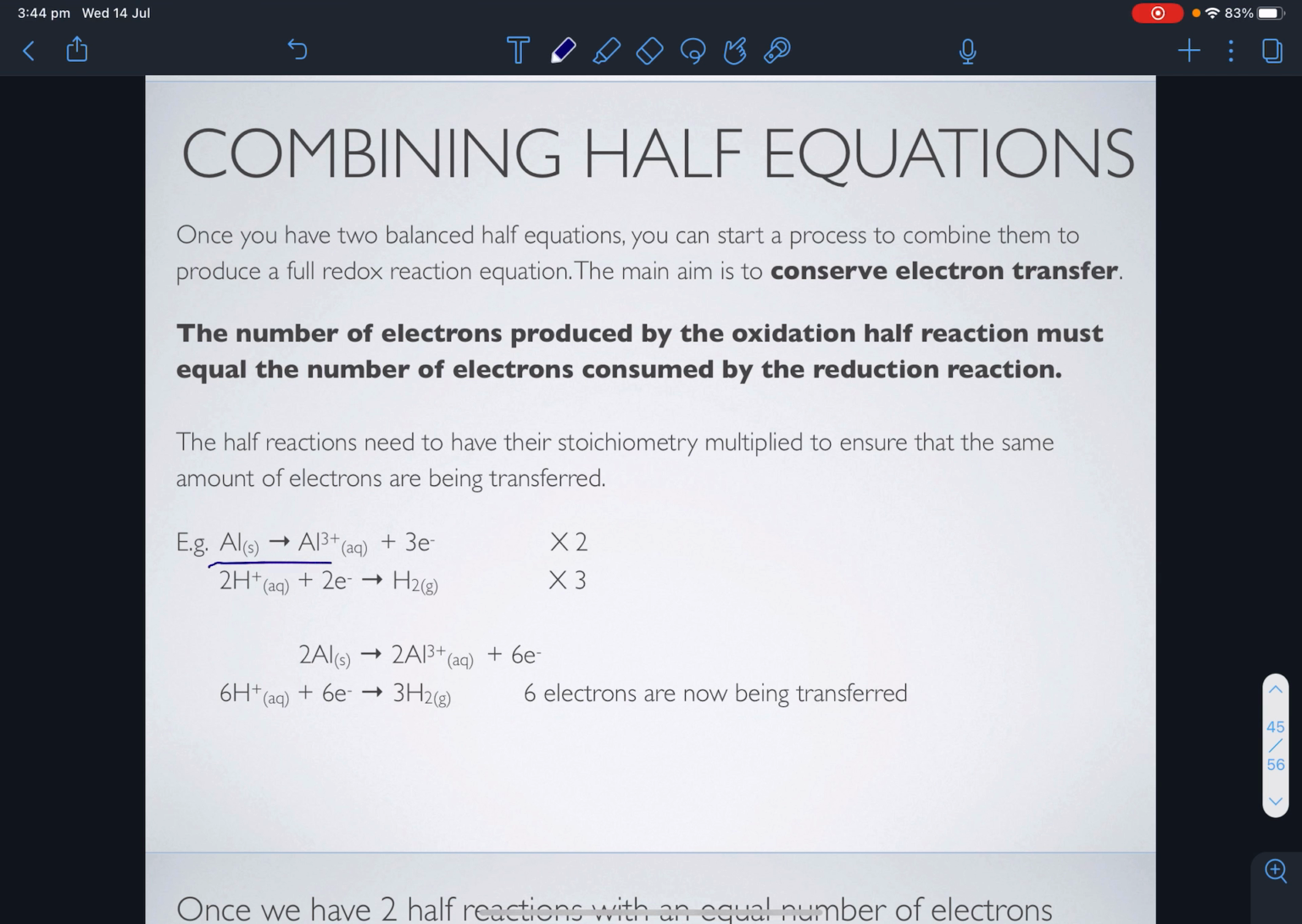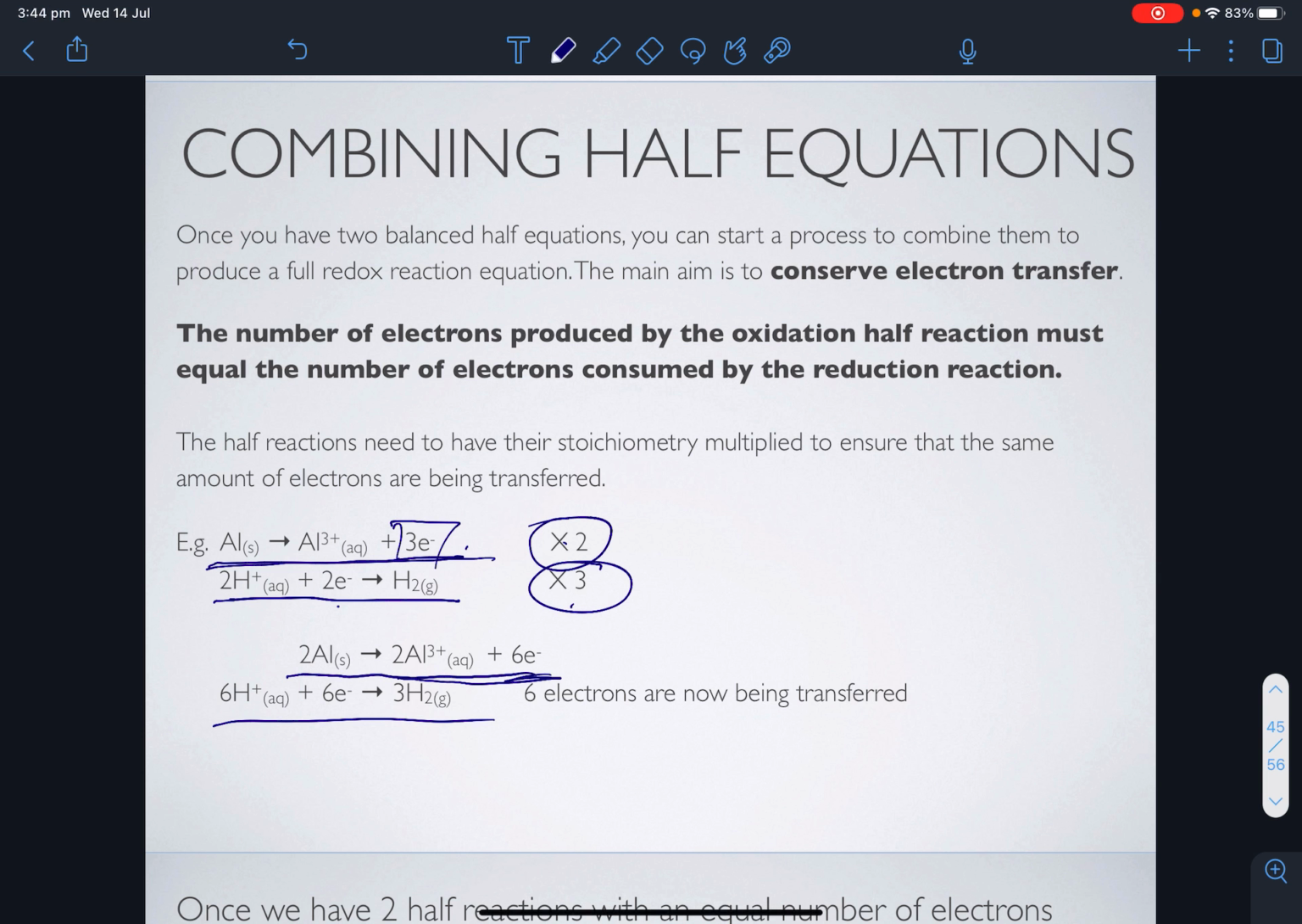So here in my example, I've got aluminium being oxidized and it gives up 3 electrons. And here I've got H+ going to H2. This one's producing 3, this one's consuming 2. I need to multiply to get 6. So the first one with 3, I need to multiply by 2 to get the aluminium to give up 6 electrons. And the hydrogen needs to be multiplied by 3, so it consumes 6 electrons. So here, 2 aluminiums go to 2 aluminium ions plus 6 electrons, and 6H+ and 6 electrons go to 3 H2.